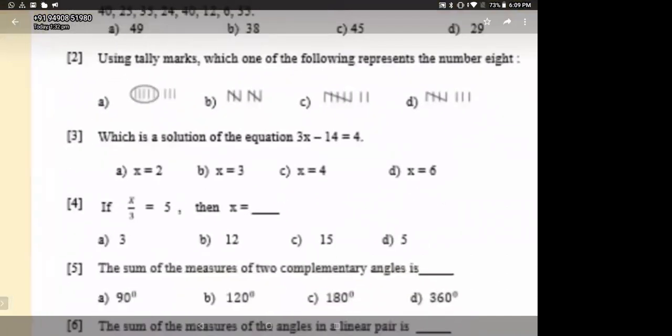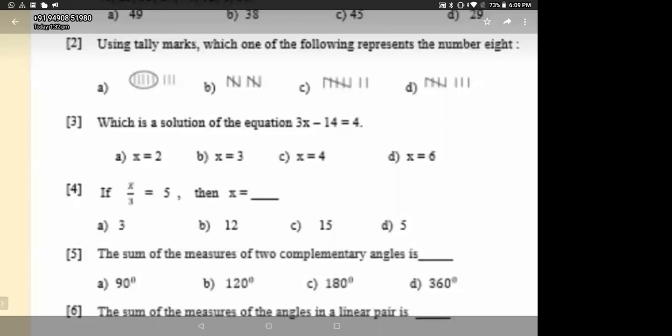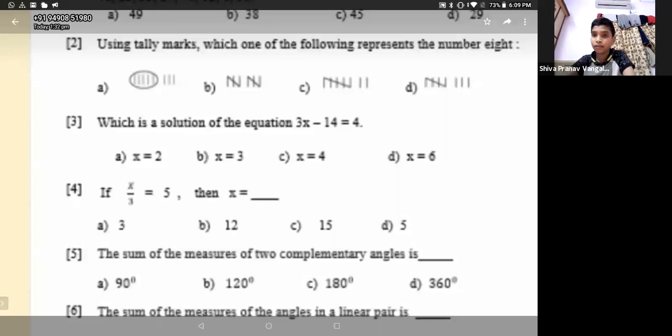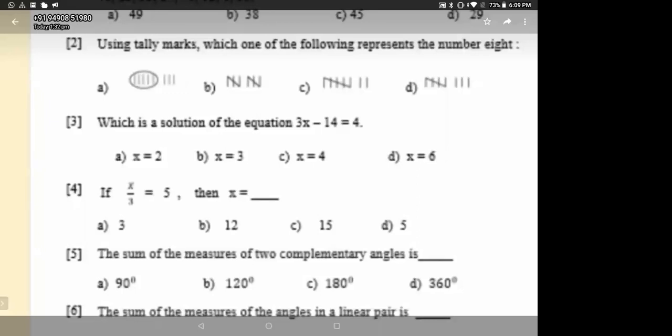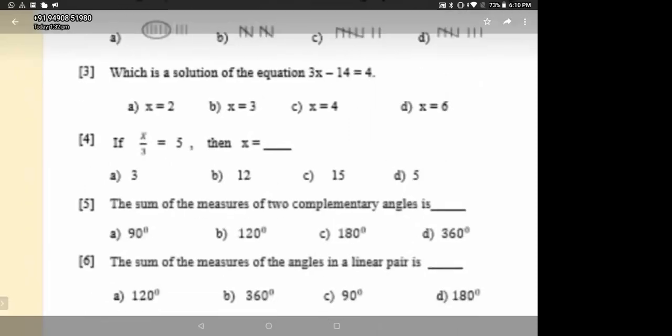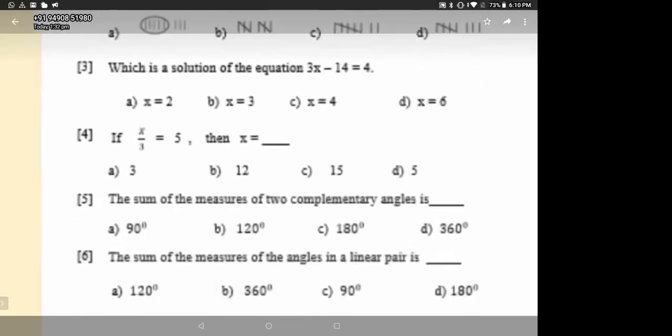Now, using tally marks, which one of the following represents number 8? Option D is correct. Option A is not a tally mark. They are circling, so it's not. Option D is correct. Why? Because there are 5 lines, and the fifth line is supposed to be a stripe.